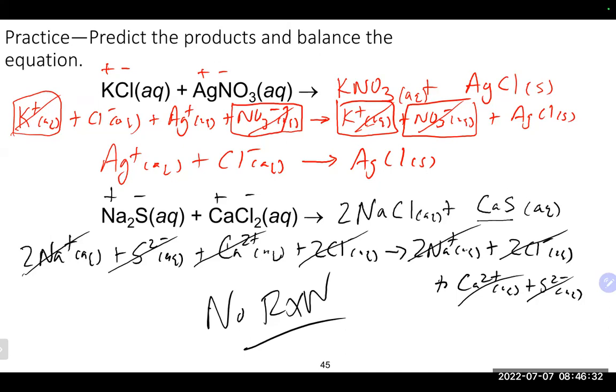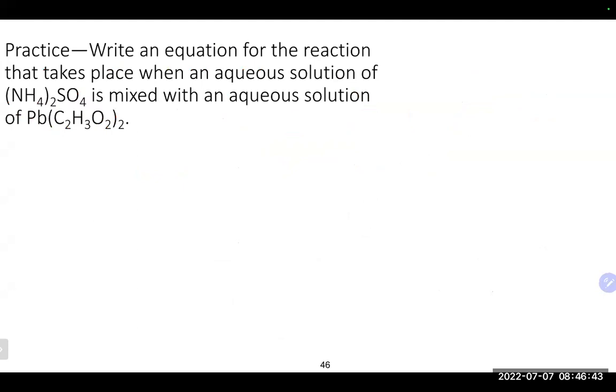Any questions on total ionic equations, net ionic equations, molecular equations, how to predict double displacement reactions? Okay. All right. We'll do one more here. We'll just do the molecular equation on this one. It's fine. So just write the balanced molecular. Okay, let's take a look.